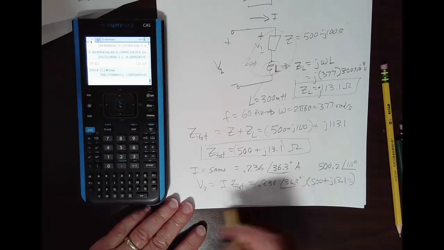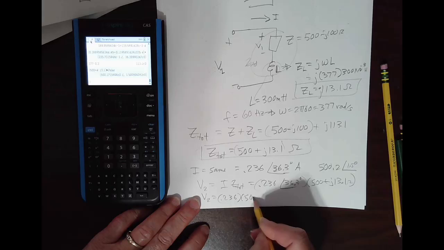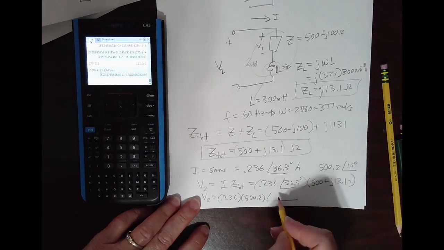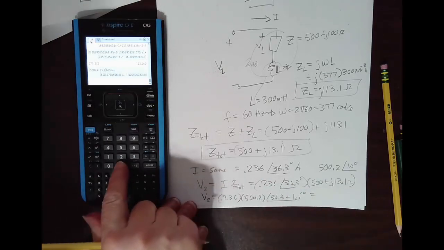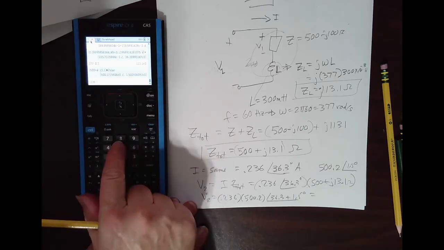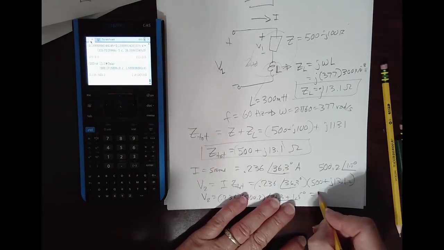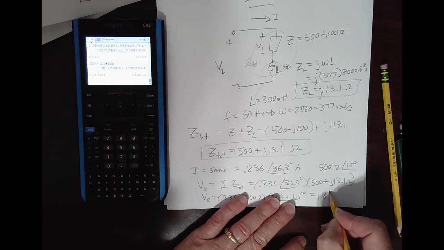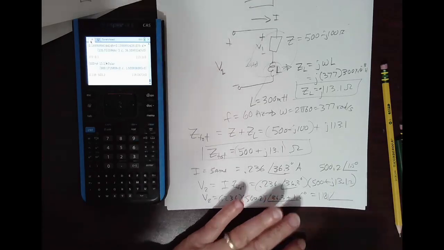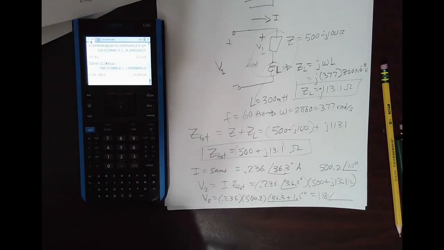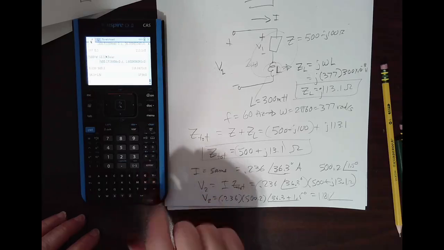Then we can multiply. So V2 is going to be 0.236 times 500.2. And when you multiply, the angles add, so 36.3 plus 1.5 degrees. This is a hybrid way, I guess. So the magnitude of the new voltage is 118.1, really. Gaining sig figs here, probably shouldn't do that, but anyway. And then the angle is 36.3 plus 1.5, 37.8.